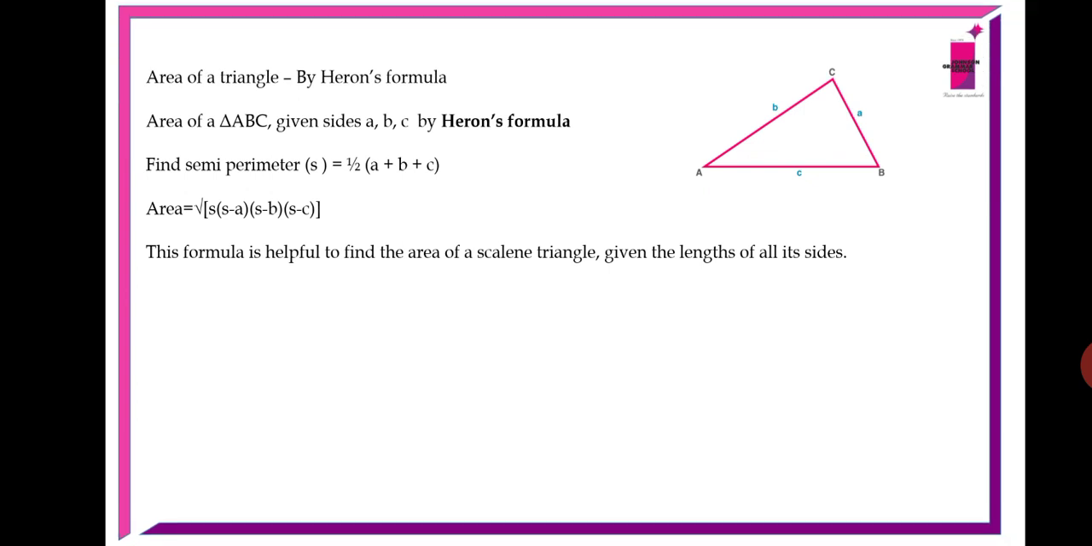So now, if it is a scalene triangle, we can't find out the altitude. But given three sides, we can find out the area using Heron's formula. Area of a triangle by Heron's formula.